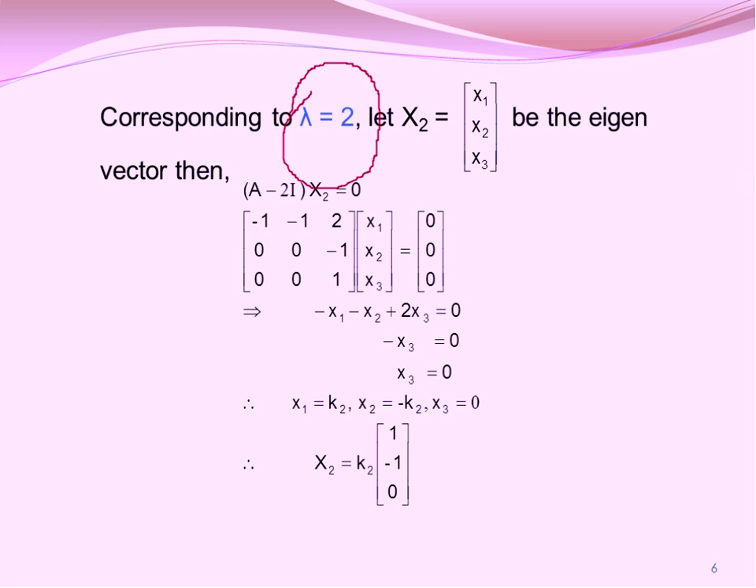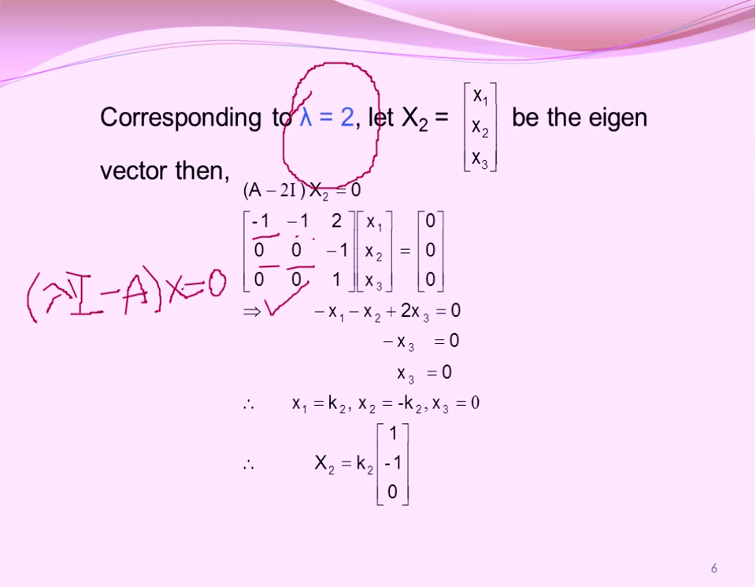Next, similarly, we have to find the eigenvector corresponding to lambda equal to 2. In the same manner, we repeat the same process. We know the formula of the eigenvector: (lambda I minus A) x is equal to 0. This is the formula to find the eigenvectors corresponding to lambda. So put the value of lambda here as 2.